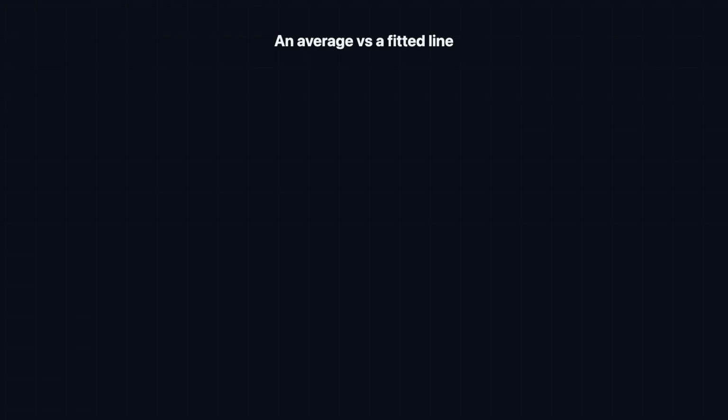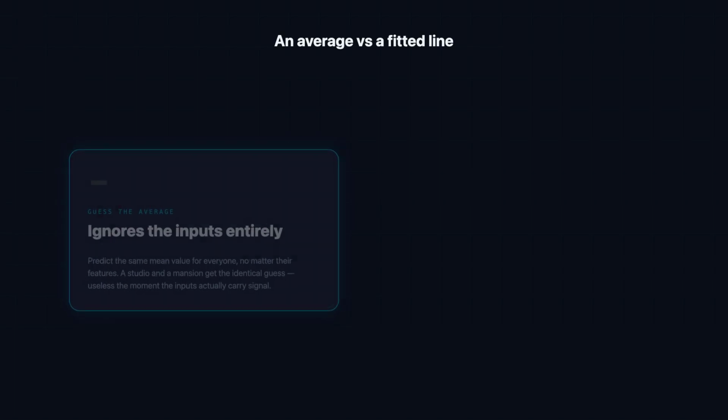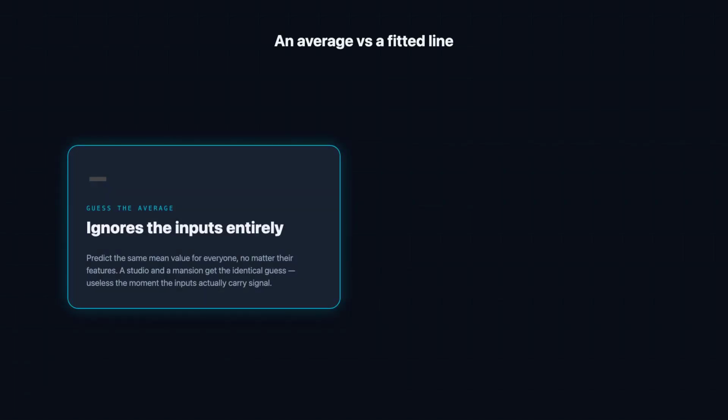So why bother fitting a line at all instead of something simpler? Here's the contrast laid side by side. Suppose you just guessed the average price for every house, no matter its size. That baseline completely ignores the inputs. A tiny studio and a sprawling mansion get the exact same prediction, which is obviously useless the moment features actually carry information about the answer. You have thrown away every clue the data was handing you.